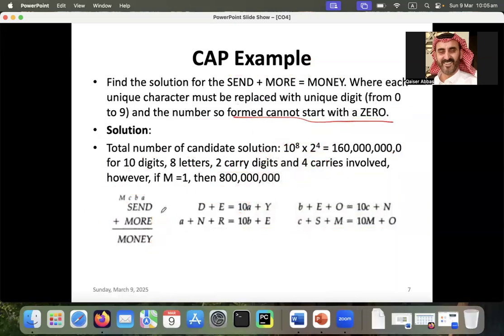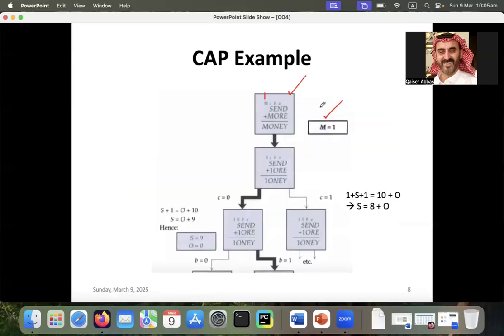This is given: it cannot start with 0. Then if it cannot start with 0, it can start with 1. There are only two options for the carries, 0 or 1. So M is 1. That's why, from the given information, we suppose that M is equal to 1. Now we put this value in, replacing M with 1 wherever we have M in this problem, and now we are in this situation.